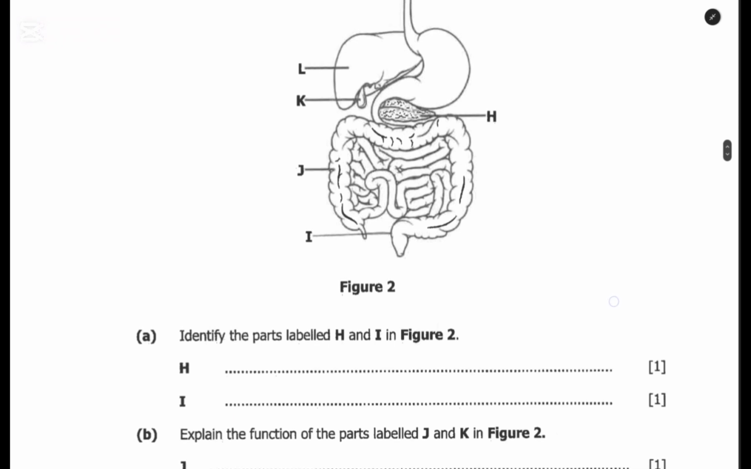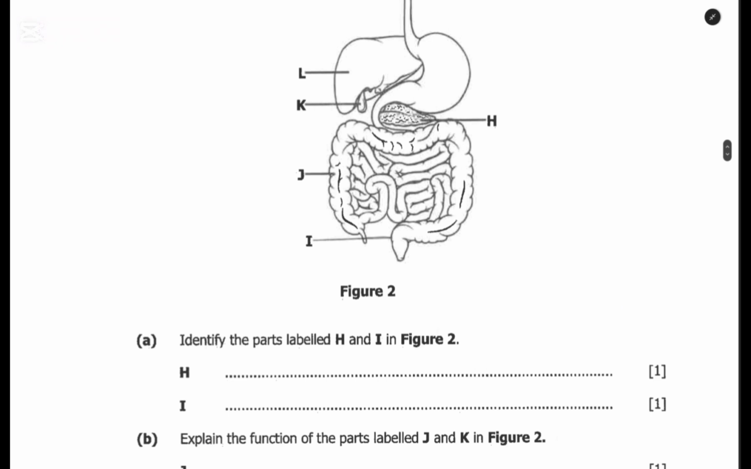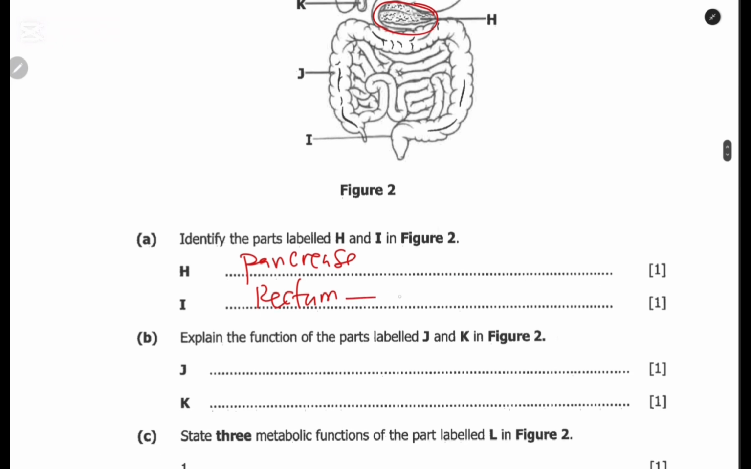So question A of this part: identify the parts labeled H and I. The part labeled H, as you can see, it is the whole of this one, and that is the pancreas. Okay, that is the pancreas. And you should know what the pancreas does in relation to digestion. What is the role of the pancreas in digestion? That is a very important question that you need to know. Then what about I? I is the rectum. And you need to know the function also of the rectum.